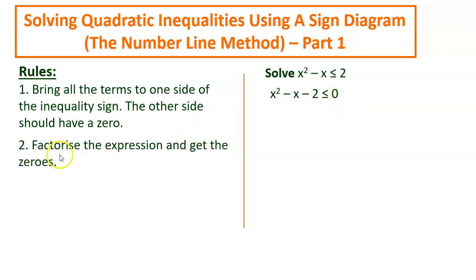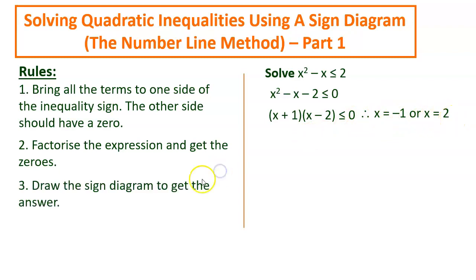Second rule says factorize the expression and get the zeros. So we factorize this expression using the middle term splitting method, and we have x plus 1 times x minus 2 is less than or equal to 0. And we get the zeros. For getting the zeros, we just ignore the inequality part for the time being, and we just read this statement as x plus 1 times x minus 2 is equal to 0. And we get the zeros as x equals negative 1 or x equals positive 2.